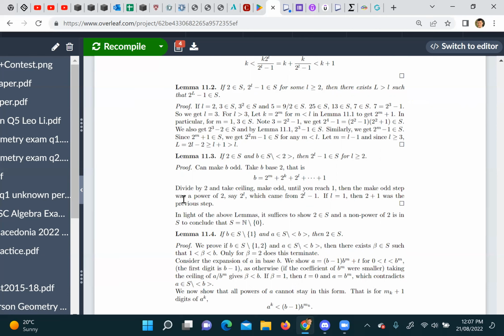If you divide by 2, what you're doing is actually just taking the ceiling. Take ceiling, make odd, until you reach 1. Wait, you're taking this number like. Oh, I see what you're saying. Okay, wait, no, you're not taking it off. If you divide until you reach 1, then no matter what, if this is a 1 or 0, it doesn't matter. If you divide this by 2 and take the ceiling, it seems like you're lowering all the powers of 2 by 1. That'll be a problem if one of the powers is already close to L, then you have to add one more.